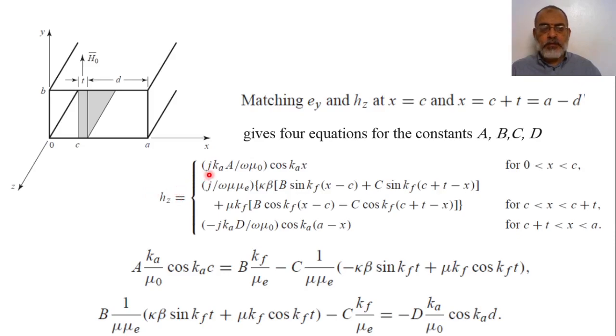And as we discussed in the previous video, Hz for x greater than 0 and less than C will be given by this equation. For x greater than C and less than C plus T, it will be given by this equation. And for C plus T less than x and x less than A, the Hz would be given by this equation. Now, at the boundary x equals C, the magnetic field on the left side would be jKa over omega mu naught cosine Ka multiplied by C. And on the right side, where x equals C, this sine would be 0.